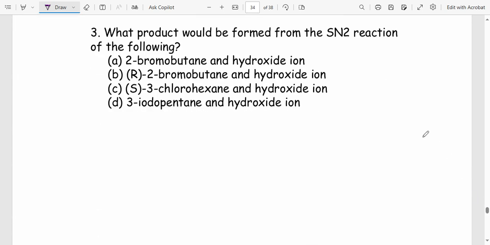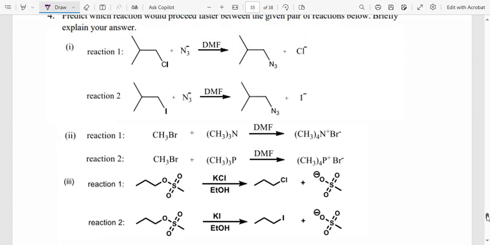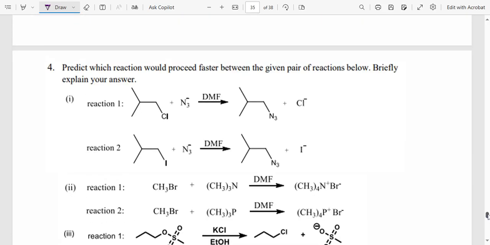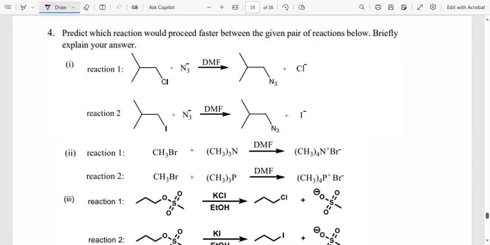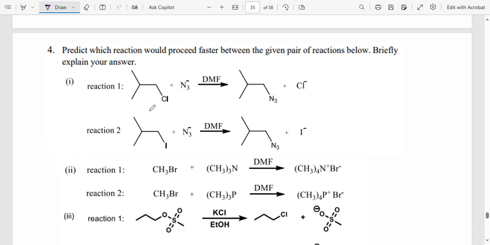What product would be formed from the SN2 reaction of the following? 2-bromobutane and hydroxide ion. Try that. Also 3-chlorohexane and hydroxide, and 3-iodopentane and hydroxide. I want you to try those also. Write the mechanism and also the name of the product. This question was from the tutorial sheet. Also predict which reaction would proceed faster.